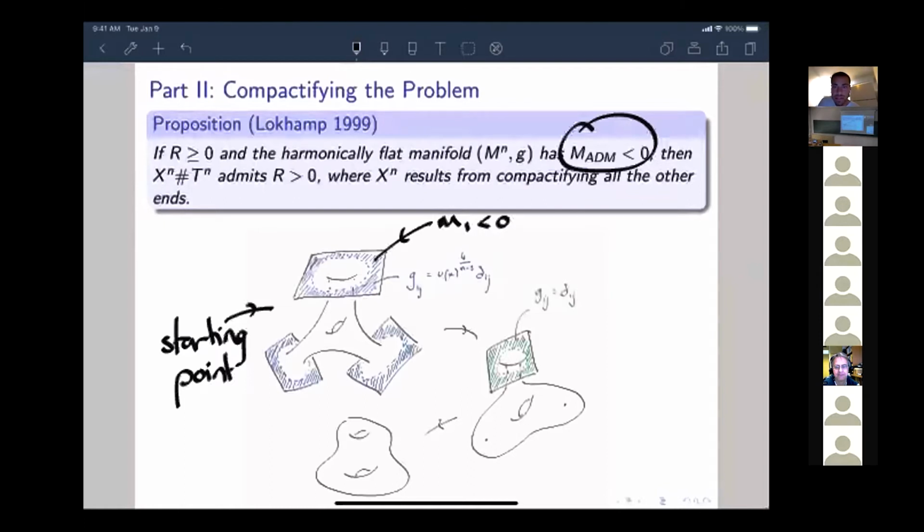There is a question in the chat. Oh, yeah, my there's a typo. This H should be before the K. My apologies.